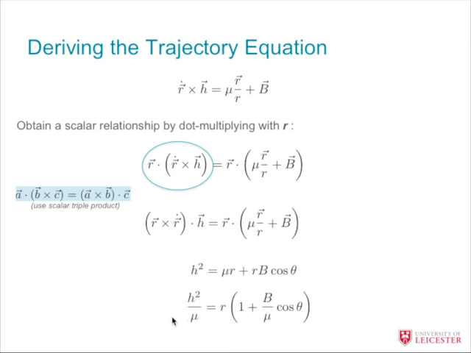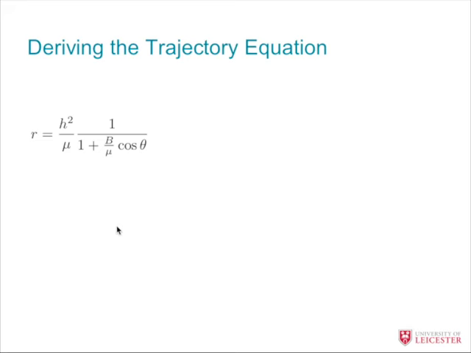I can make r the subject of this, so divide through by mu, gather the terms, and I end up with an expression which is starting to look very much like the trajectory equation. So I have the radial distance of the object from the gravitating body r in terms of the specific angular momentum, the gravitational parameter, and 1 over 1 plus this b over mu term multiplied by cos theta. So that's what we've got.